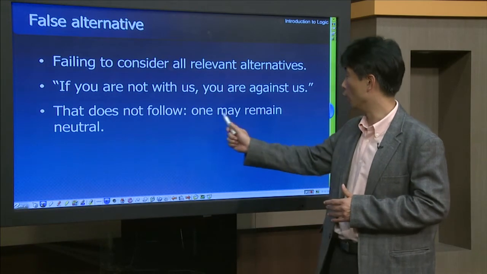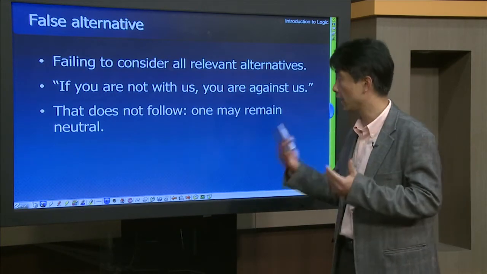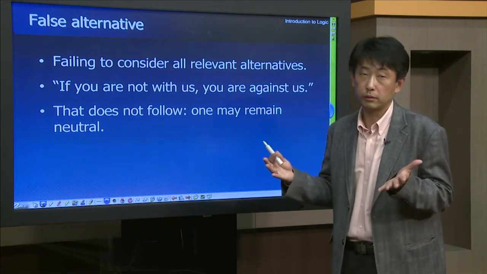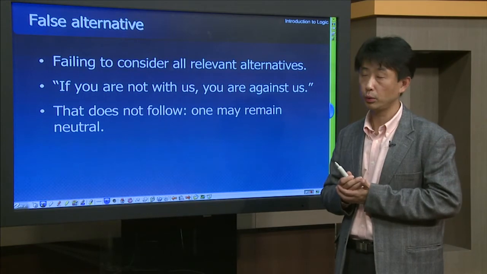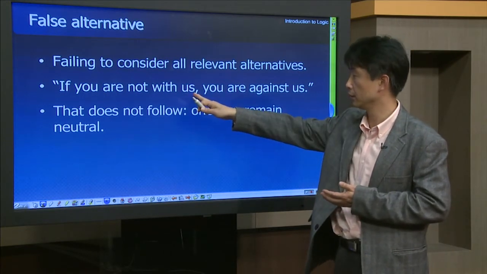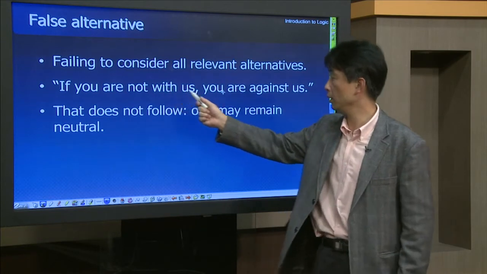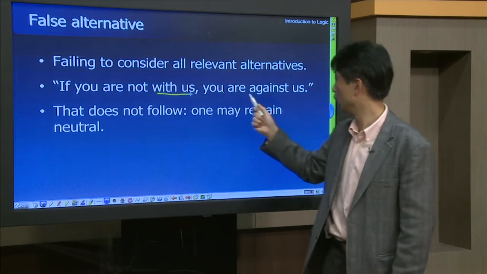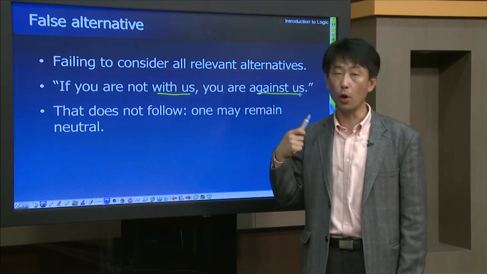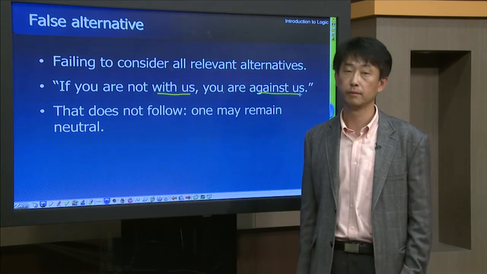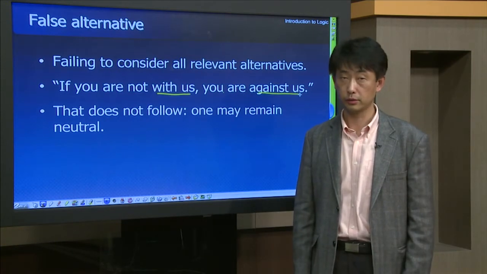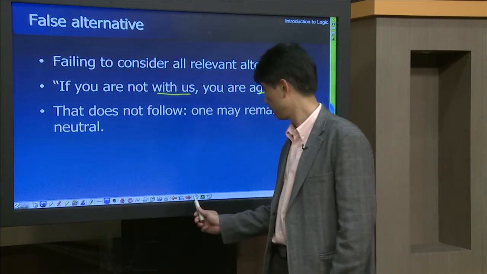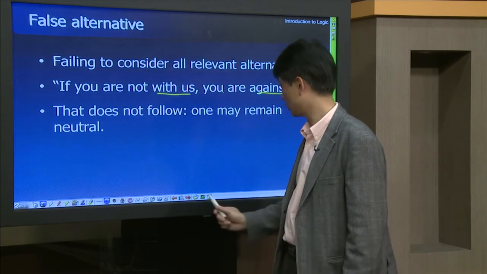That is, one may just remain neutral. Not against us, nor with us, but just to remain neutral. That's a possible option, which has not been considered here. In making this claim, the person talks as if with us or against us are the only alternatives there are, and which isn't the case. So it's a fallacy called false alternatives. Failing to consider all relevant alternatives.